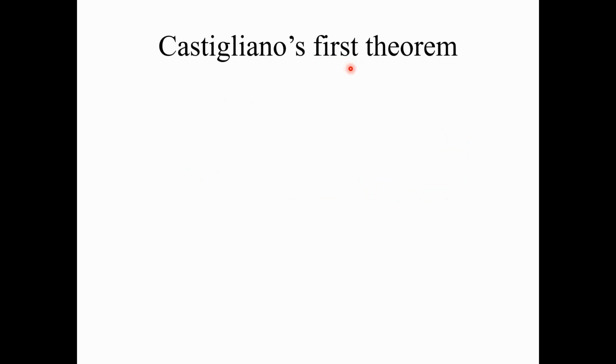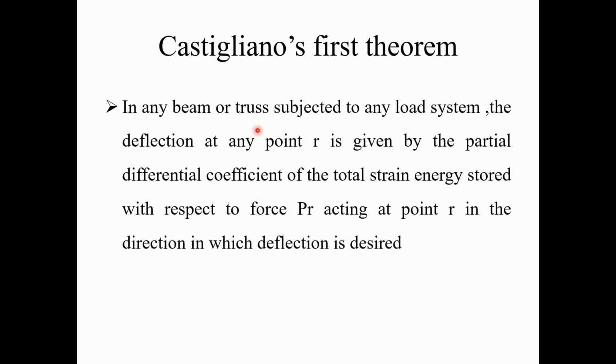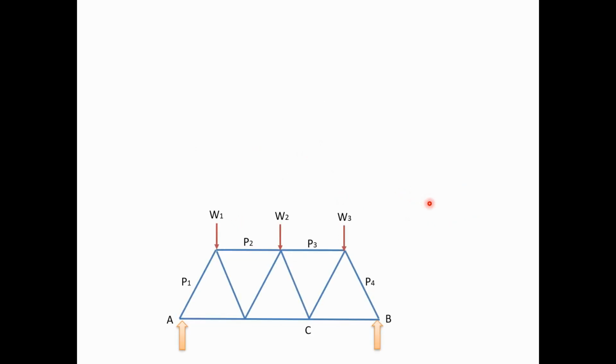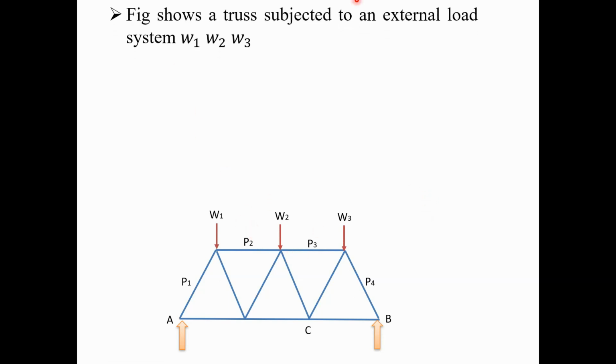According to Castigliano's first theorem, in any beam or truss subjected to any load system, the deflection at any point R is given by the partial differential coefficient of total strain energy stored with respect to force PR acting at point R in the direction in which deflection is desired. Simply, if you want to find the displacement of any joint in the truss, that displacement is equal to the partial differential of total strain energy with respect to the given force. So to analyze the determinate truss, we can use Castigliano's theorem.